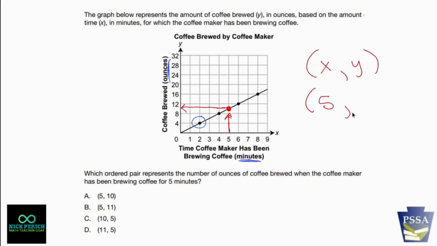What number is exactly in the middle of 8 and 12? 10 is exactly in the middle of 8 and 12. So my y value is 10. My x value was 5, and that gives me the point 5, 10, which is A.